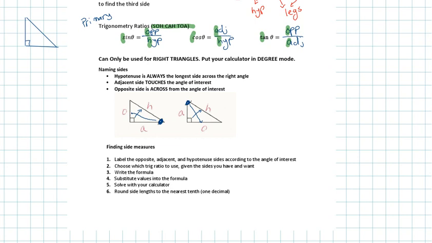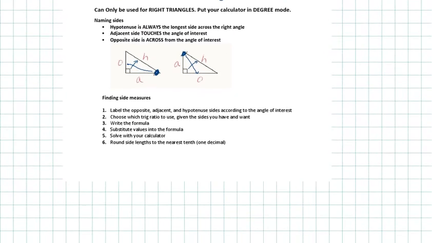Now, steps to find a side measure. The question is going to be: you have a right angle triangle, you have an angle, and you have a side, let's say 5, and I'm asking you to find the third side. This is the scenario that we're going to see. So you have an angle, you have a side, and you're looking for the third side. When you have these cases, these are the steps.